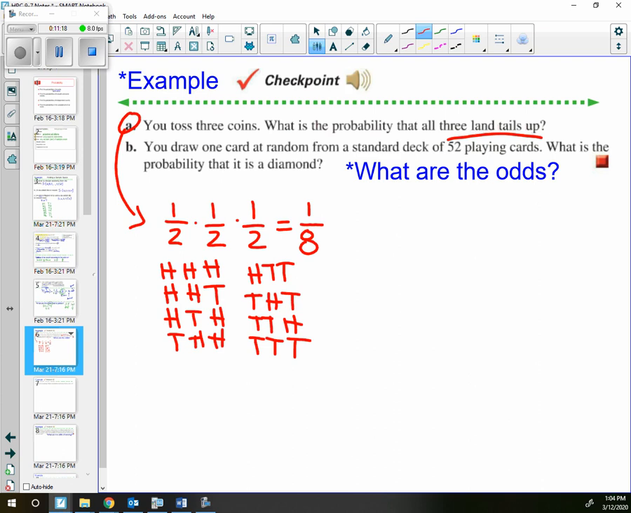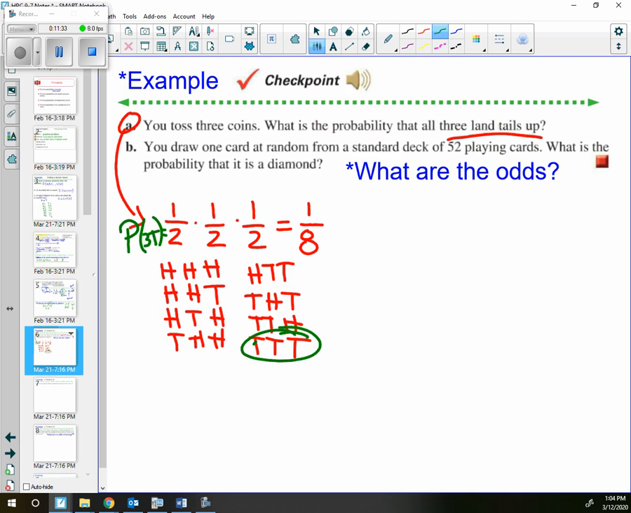And look through and say, okay, how many of these have all 3 that land tails up? There's only 1, so it'd be 1 out of a total of 8. So you can get probability in lots of different ways. So the probability that we get 3 tails, you could do it as a list or you can just multiply.